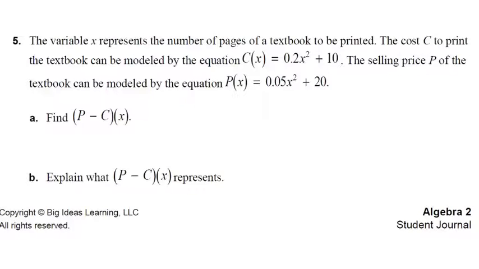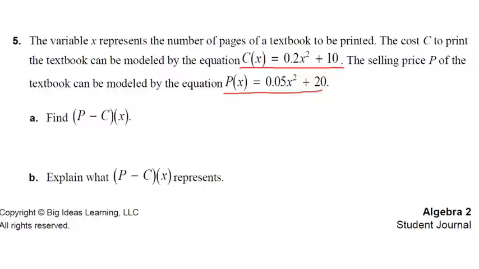Okay, this is 6.5, number 5. I'm still doing function operations, things along those lines. The variable x represents the number of text pages of a textbook to be printed. The cost to print textbooks can be modeled by the equation c equals 0.2x squared plus 10. The selling price of a textbook can be modeled by the equation p equals 0.05x squared plus 20.